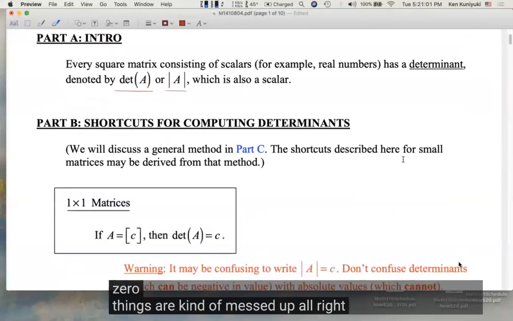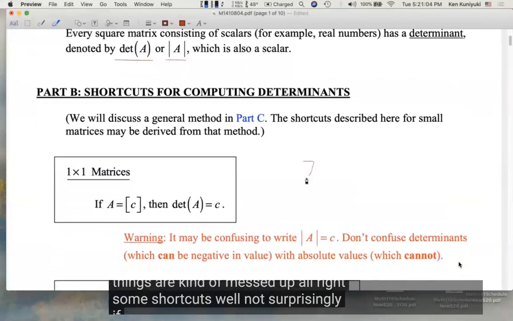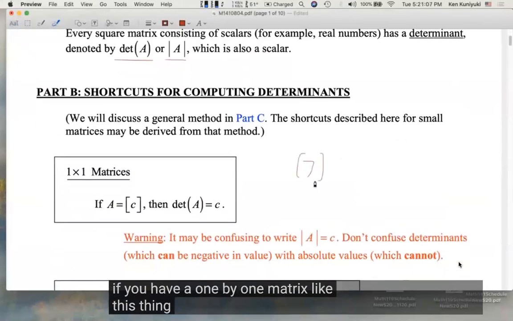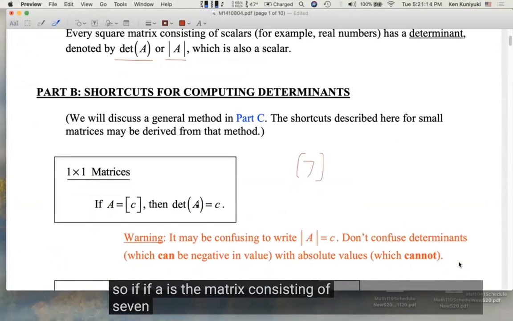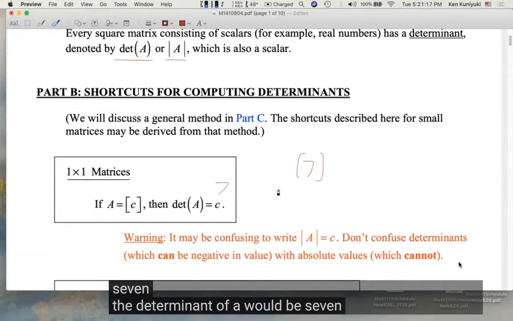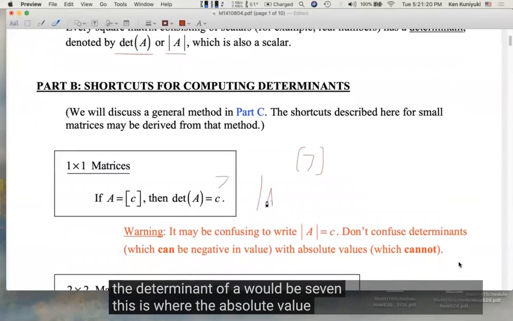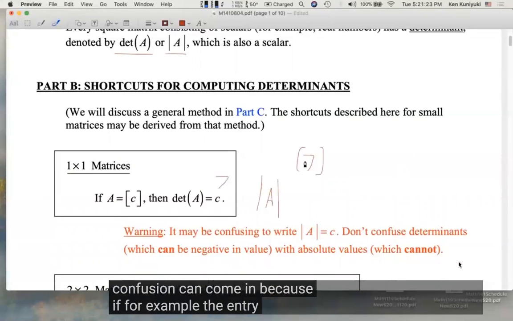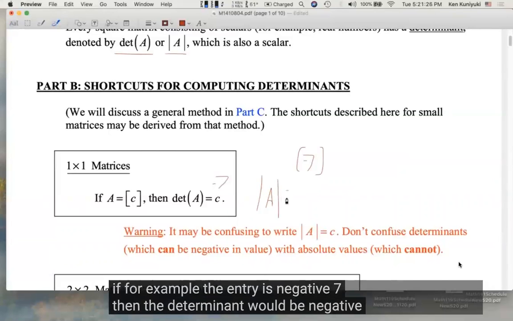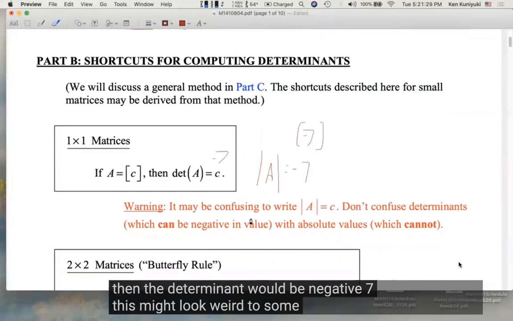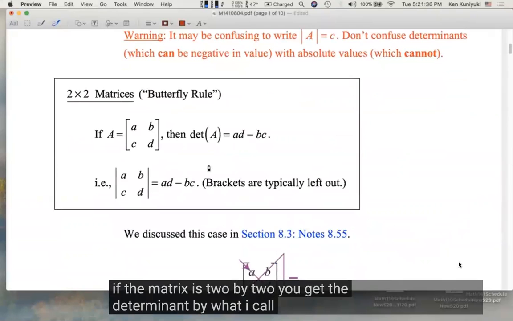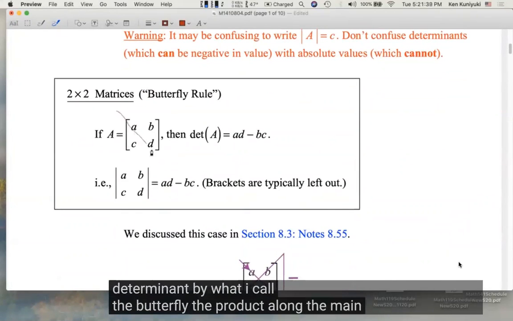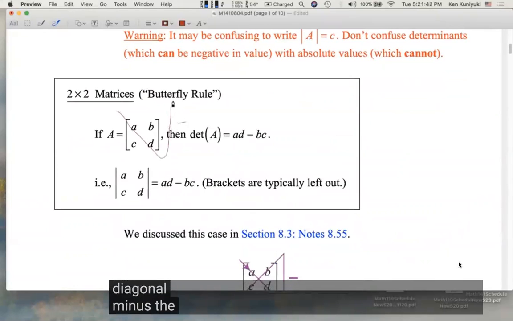All right, some shortcuts. Well, not surprisingly, if you have a 1-by-1 matrix, like this thing, the determinant will be the entry. So if A is the matrix consisting of 7, the determinant of A would be 7. This is where the absolute value confusion can come in, because if, for example, the entry is -7, then the determinant would be -7. This might look weird to some people. If the matrix is 2-by-2, you get the determinant by what I call the butterfly, the product along the main diagonal minus the product along the skew diagonal, AD minus BC.